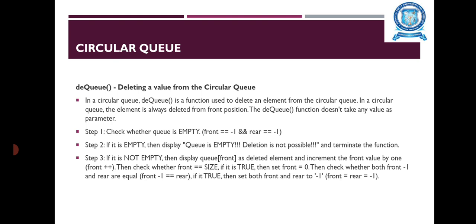The first step is to check whether the queue is empty or not. If it is empty, then display the queue is empty, the deletion is impossible. If it is not empty, then display the queue of front as the deleted element and increment the front value by 1, that is front plus plus. Then check whether front equals size. If it is true, then set front equal to 0. Then check whether both front and rear are equal, then front equal to -1. So if it is true, then both front and rear are set to -1.